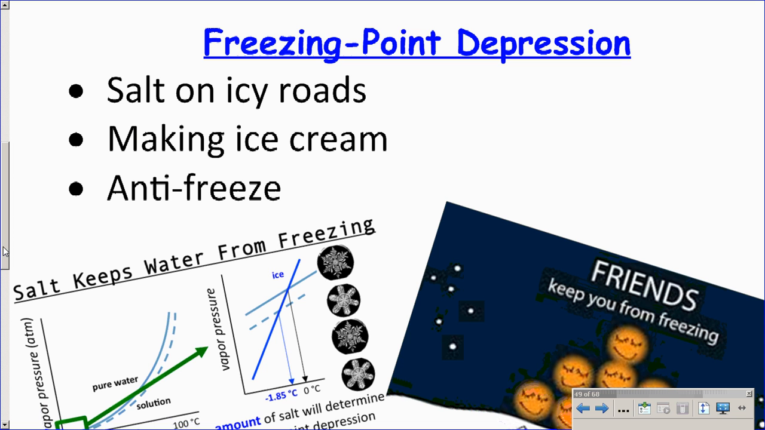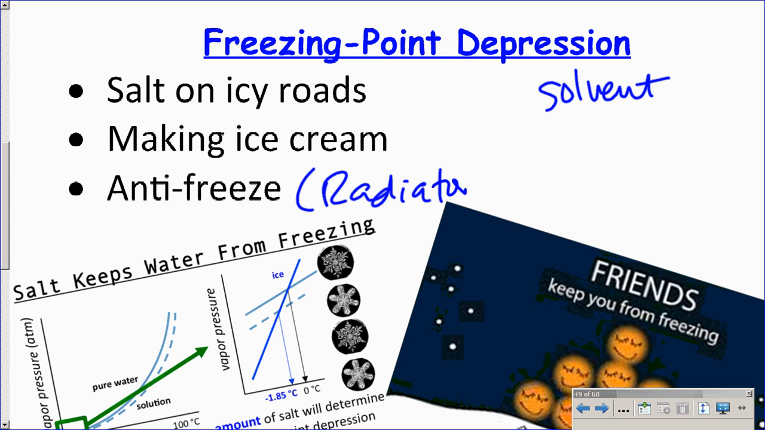So these are 3 different examples you should know that relate to freezing point depression, right? So basically, you have a solute on the road, or that helps make ice cream, or in your radiator. What solvent's generally on the road? Solvent, not solute. Water, ice. Ice is water, right? So the solvent water, it will normally freeze at what temperature?